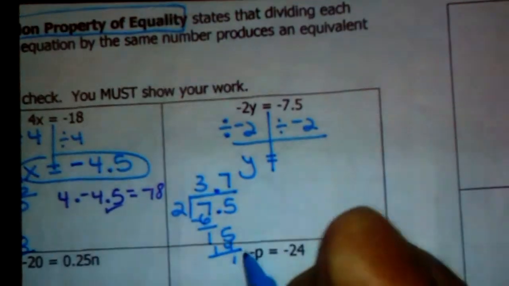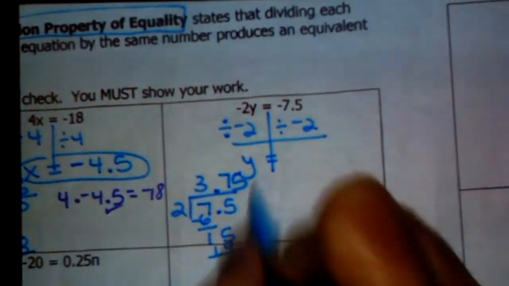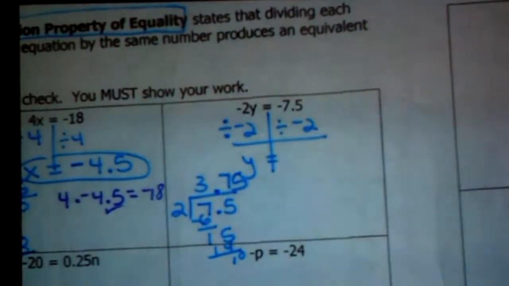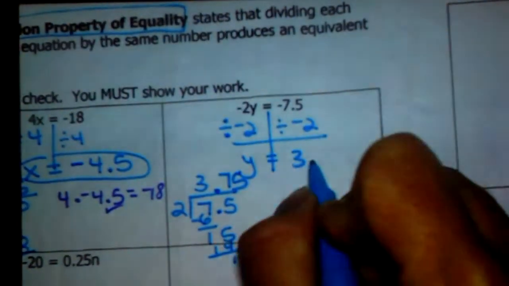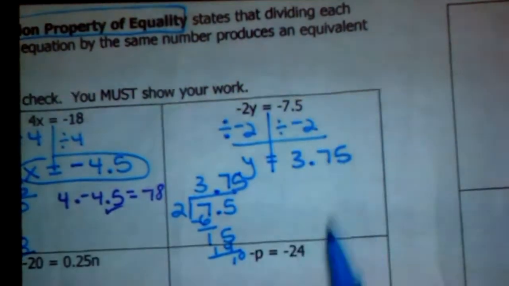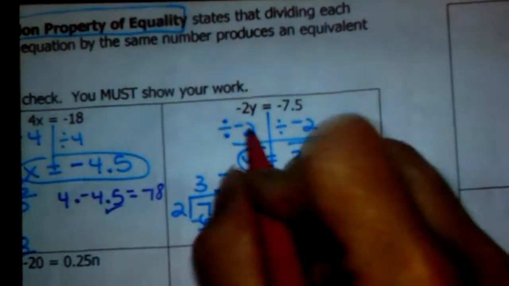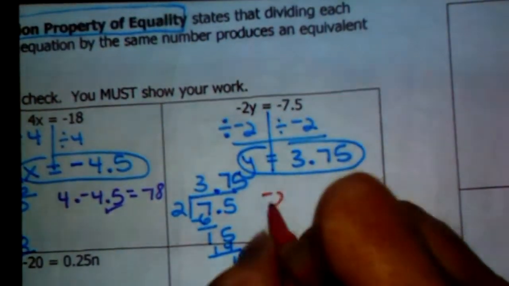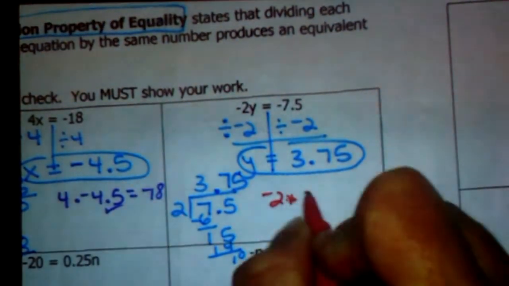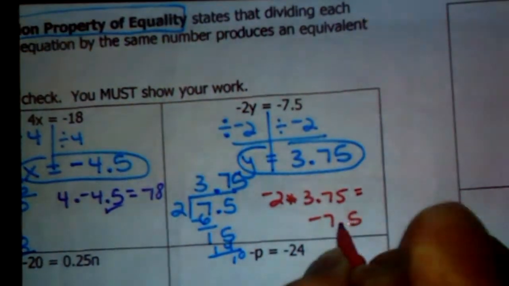1, I need a 0 added on there. 2 goes into 10 5 times. 2 times 5 is 10. Yes. So here we go. We have 3 and 75 hundredths, and it's positive because when you divide two negatives, you get a positive. And again, to check this, all you're going to do is go back to your original equation. Take negative 2 times 3.75, and you're supposed to get negative 7.5.